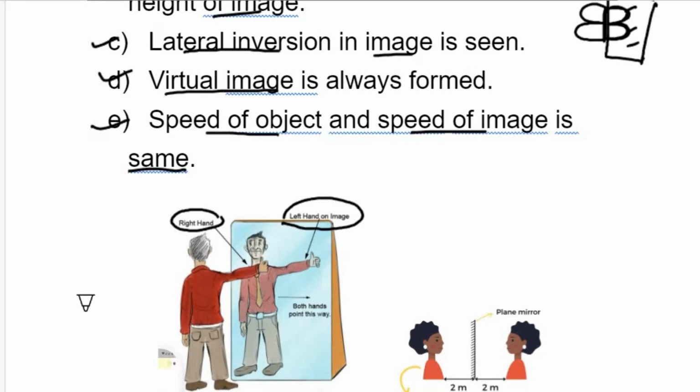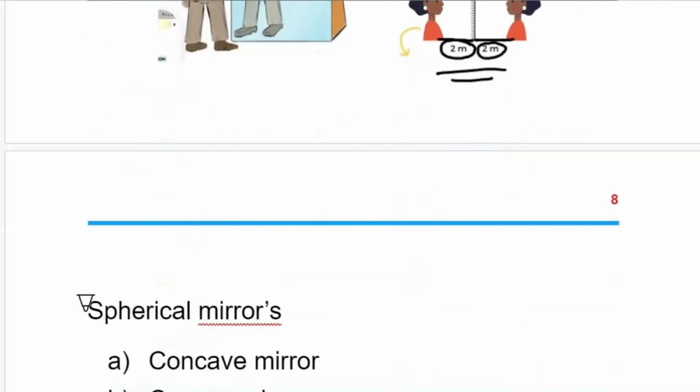And here in the second picture you see, object distance and image distance are the same. So in the case of a plane mirror, at whatever distance we are standing in front of the mirror, our image also forms at the same distance inside the mirror. That's a characteristic feature of a plane mirror.